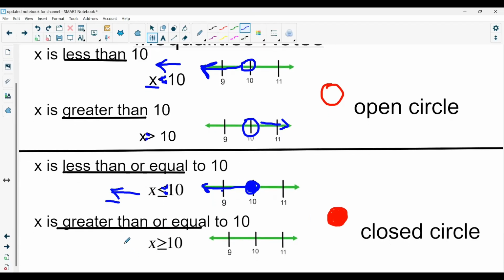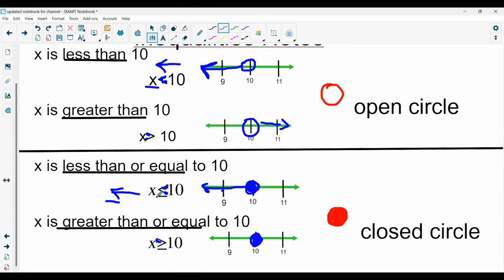Let's look at this one down here. X is greater than or equal to 10. Some of us don't know what the words greater than or less than mean, so think about this alligator here. Is the alligator eating the X? It is, so that means X is going to be bigger. We're going to put a closed circle on the number 10 because it has greater than or equal to.